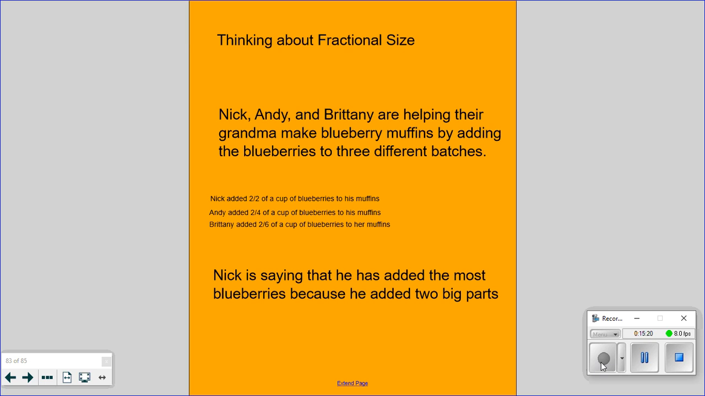Nice. So you're thinking Nick has the most because he's got more than Andy or Brittany? Yeah. Let's draw some models. We're going to start with Nick. He's got 2 halves, right? Here is 1 half. Is that 1 half? Yeah. All right, I'm going to draw my other half. I've got 1 half and 1 half. I've got 2 halves. Does that make sense? Yes. If I'm writing, you're writing.